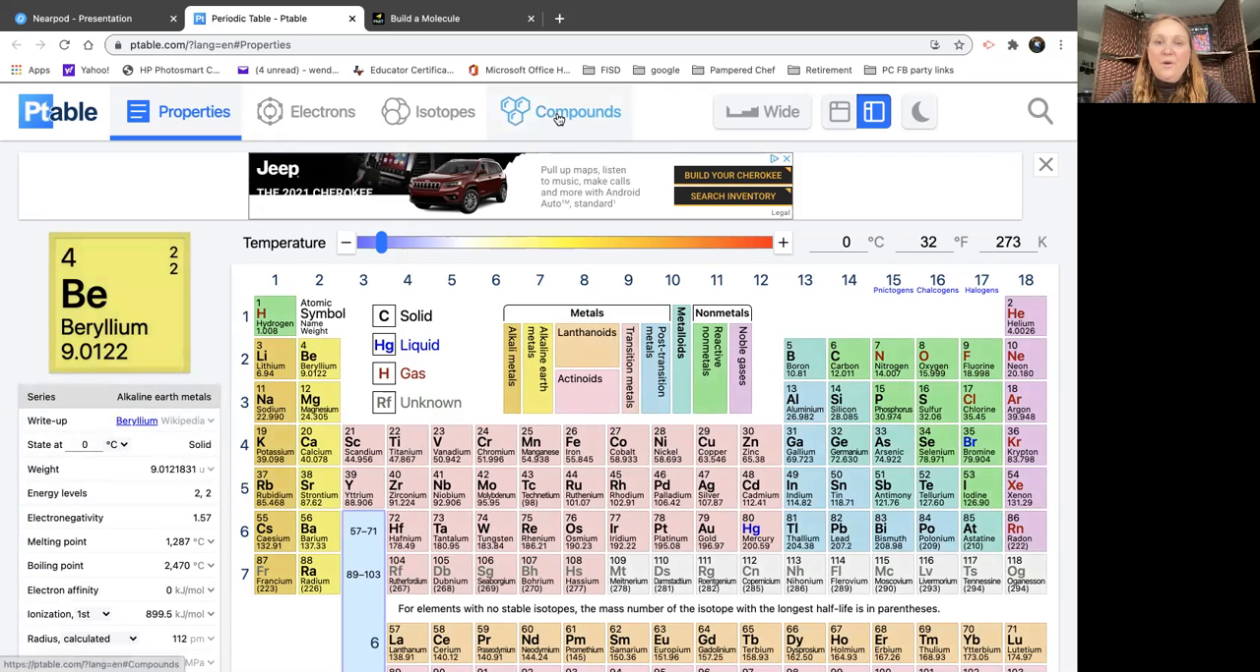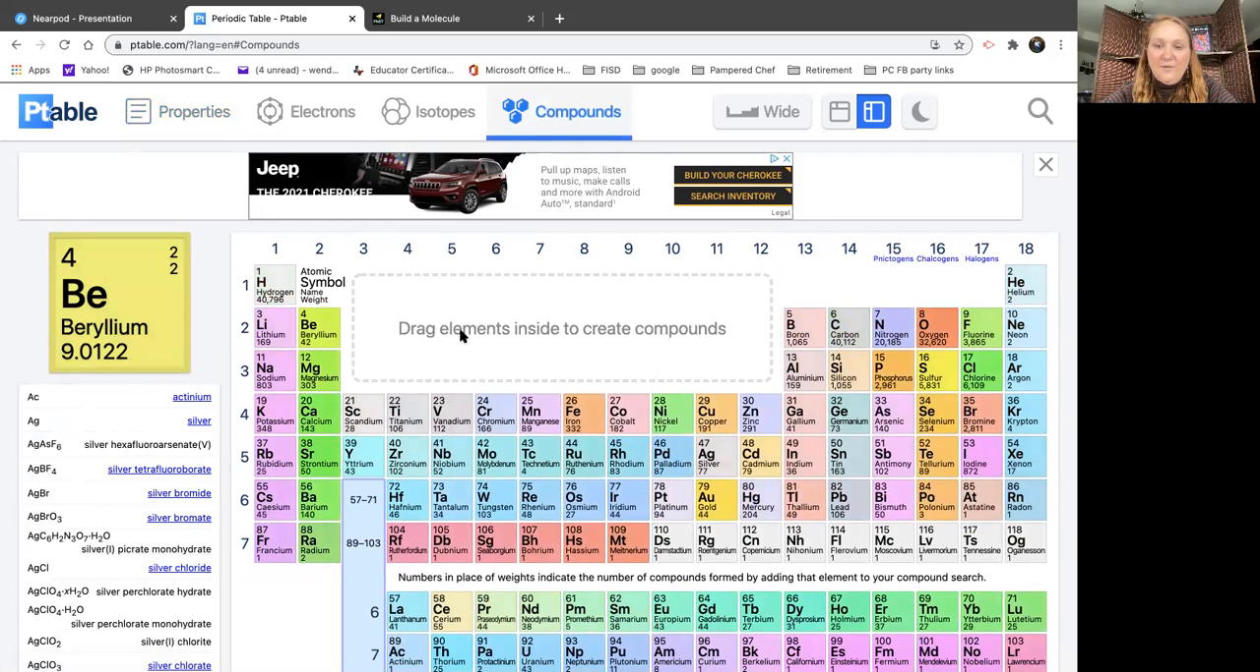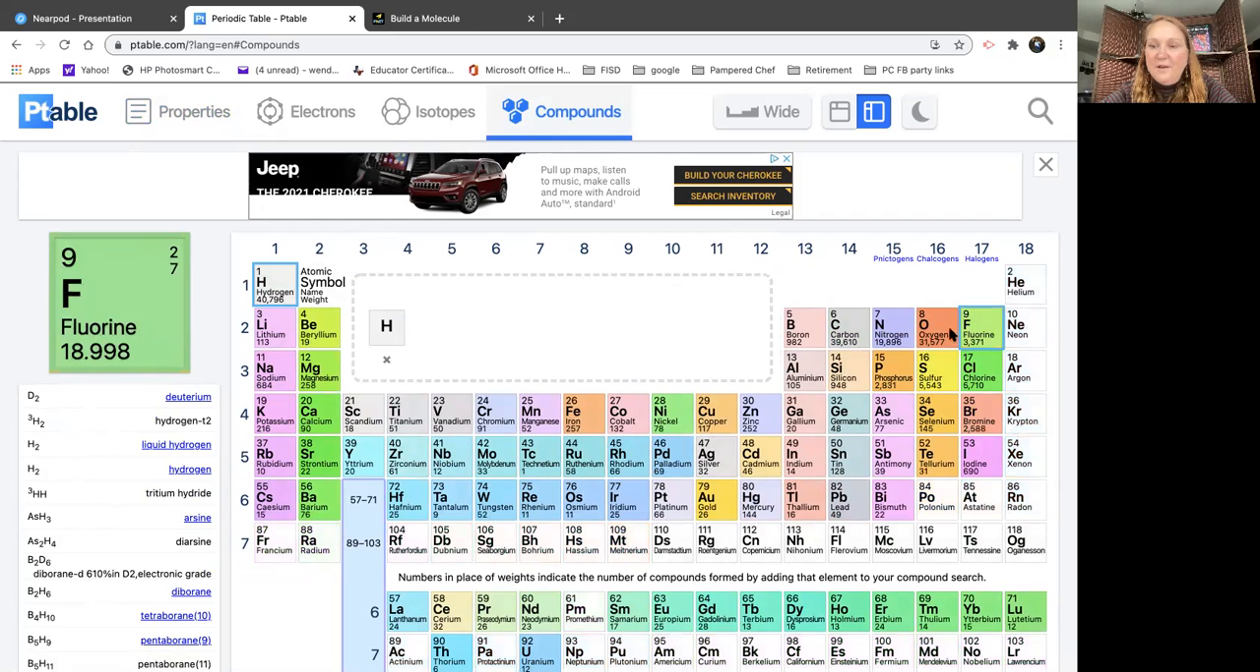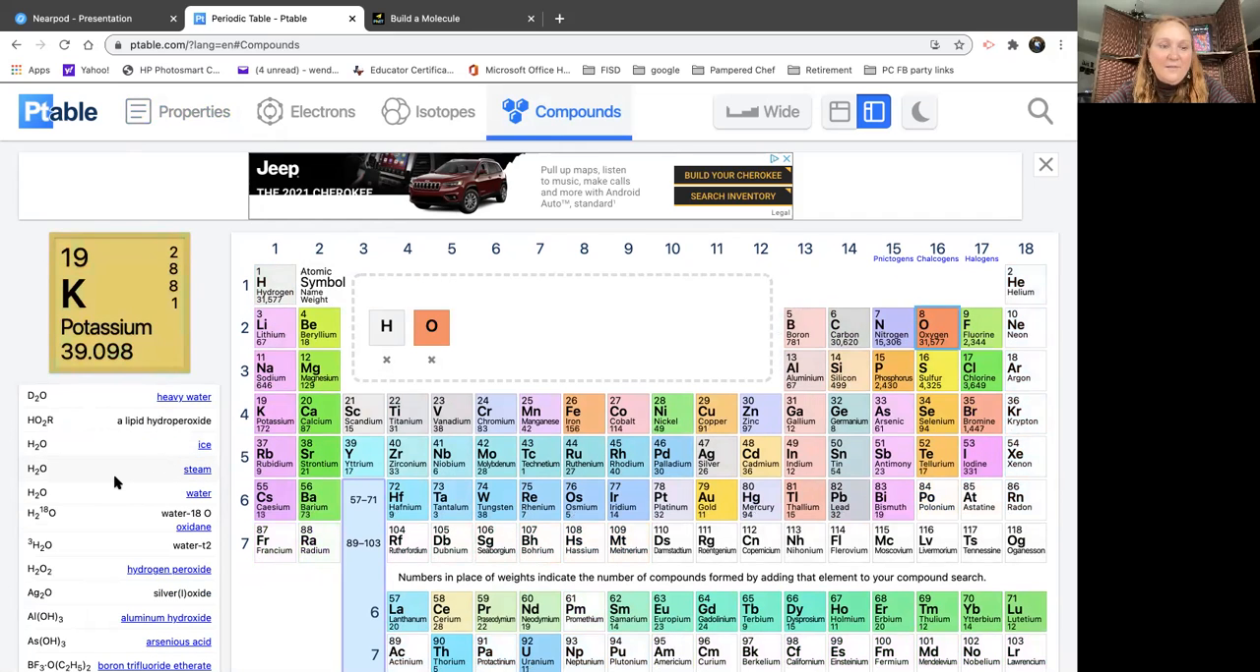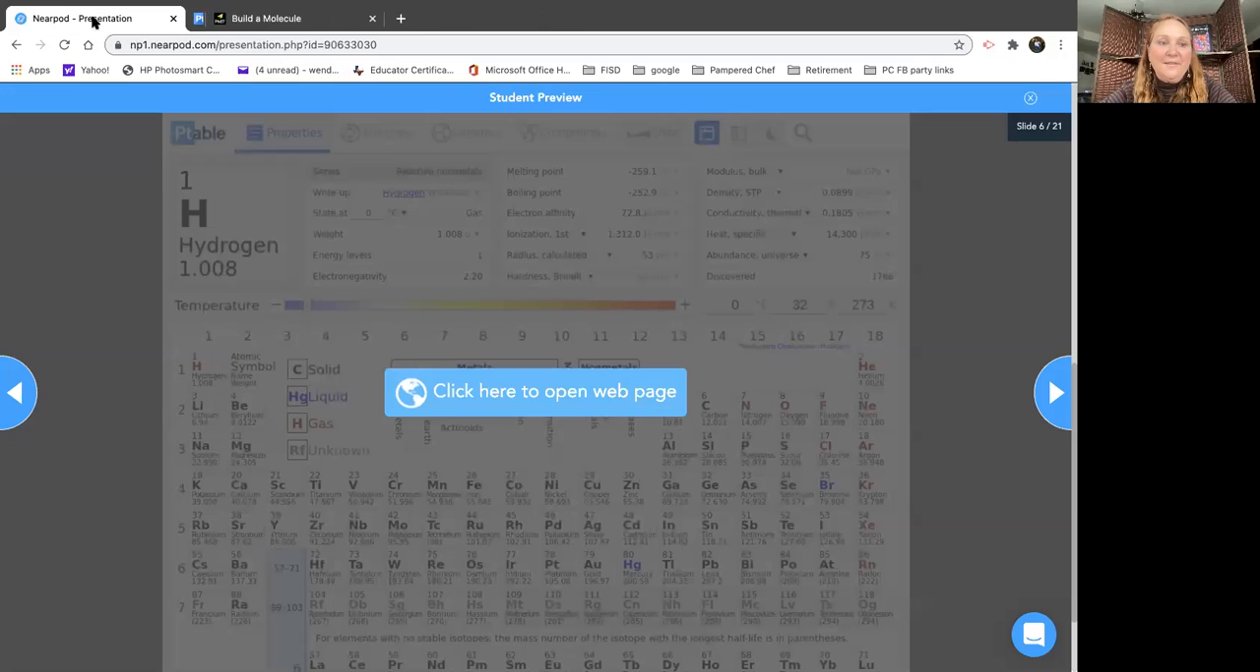You can also create compounds here. You can see what different compounds different elements can create. So if I am going to create with hydrogen and oxygen, I can see I can get the different forms of water with my H2O. I could get hydrogen peroxide with 2 hydrogen and 2 oxygen. So these would be compounds. These would be the individual elements that make up those compounds.